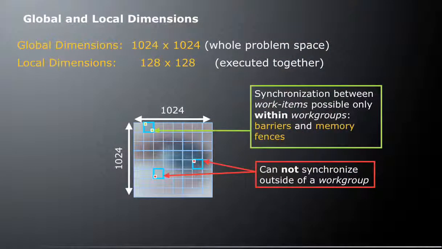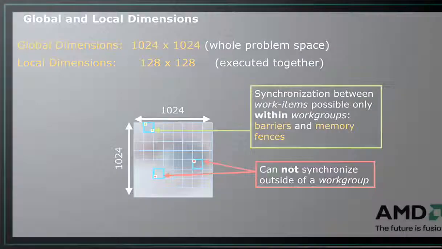Just a quick review. The global and local dimensions of a problem, let's say in this case we're going to process an image. So the global dimensions of this image would be 1024 by 1024, and that's the whole problem space because we're operating on a 1K by 1K image. Further, we've decided that the best way to execute our problem is using work groups of 128 by 128. Those are going to be executed together, and again, recall that these are work groups. So as we're processing the image, each of these work groups is going to be processed together on the same compute device. And it's key to note that two work items within a work group can synchronize. They can synchronize using things such as barriers and memory fences. But if we have work items in two different work groups, we can't synchronize those two together because they're not in the same work group.